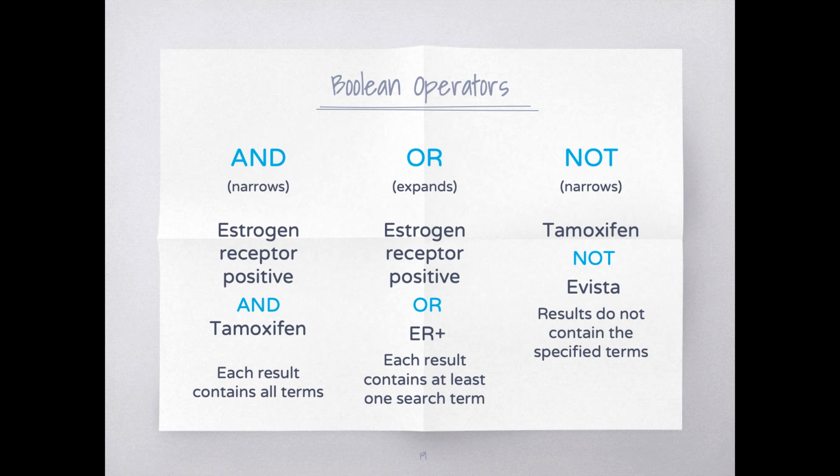NOT is the last of the Boolean operators, and it is used to exclude keywords from our search results. We can use this if we have enough research on a particular topic, or we want to focus our research more. In this example, we want articles on estrogen receptor positive and tamoxifen, but not Avista, which is another medication used to treat ER positive breast cancer. So NOT will narrow our search results.